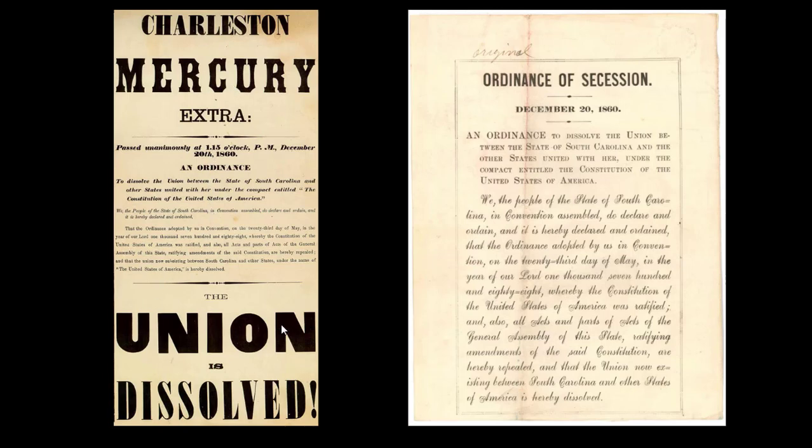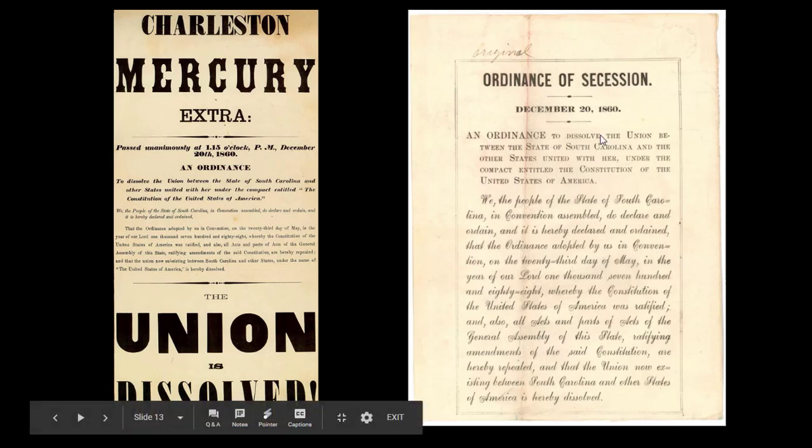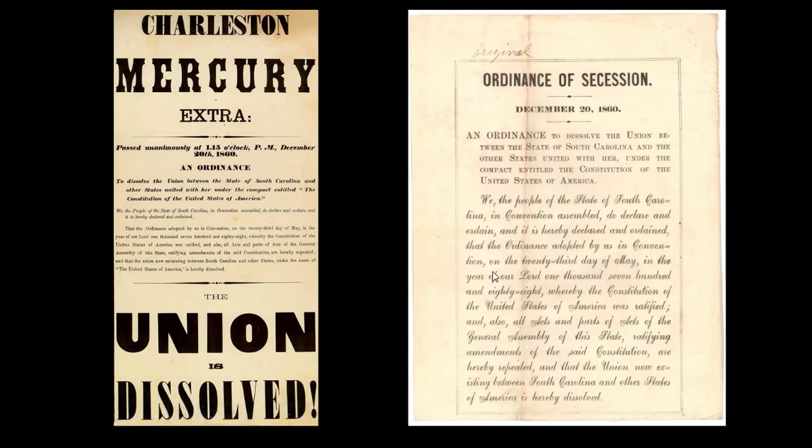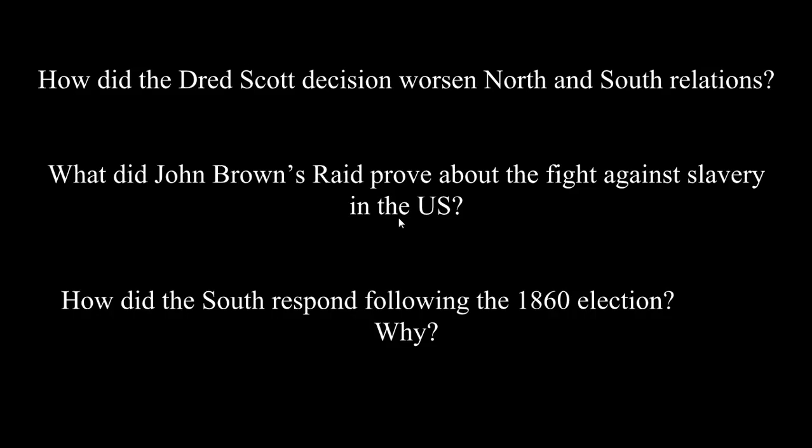After South Carolina voted to leave the United States, the Union is dissolved, and this is their ordinance of secession in South Carolina that they signed there. If you want to pause the video, you can read through this, but it talks about how they signed the Constitution on the 23rd day of May, and basically how the time has come to dissolve that union.